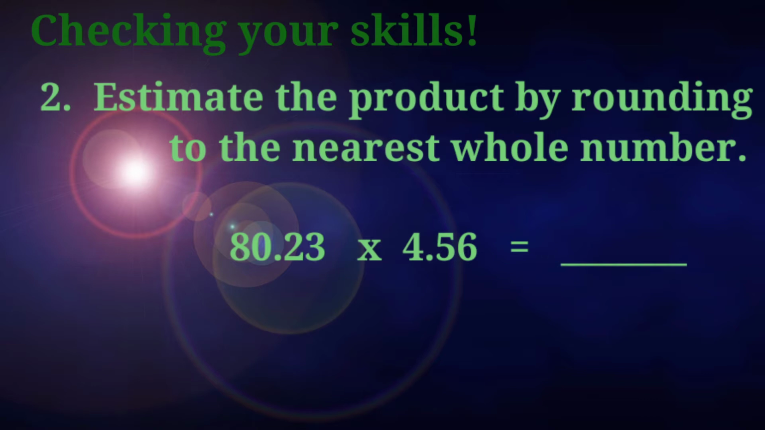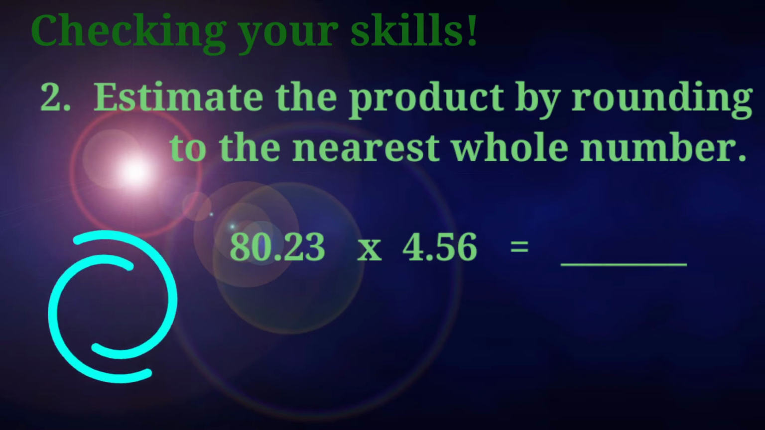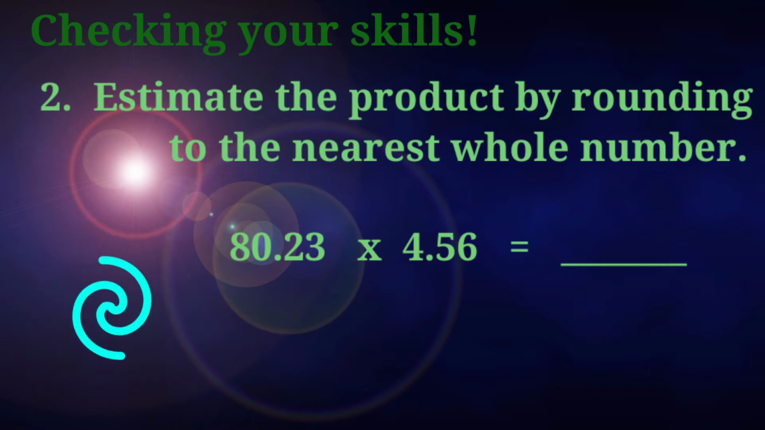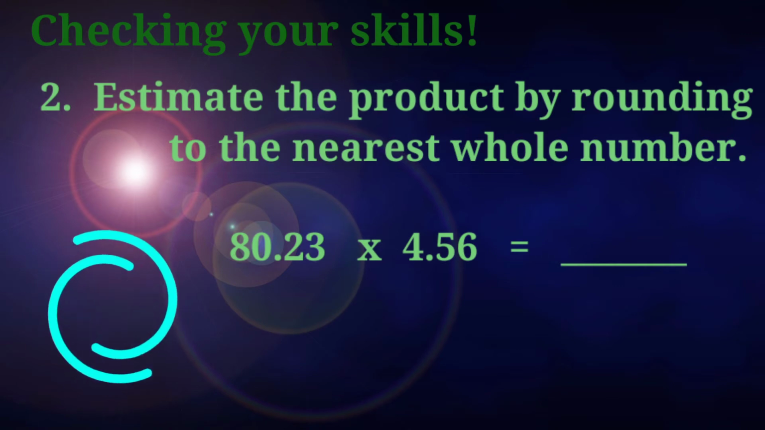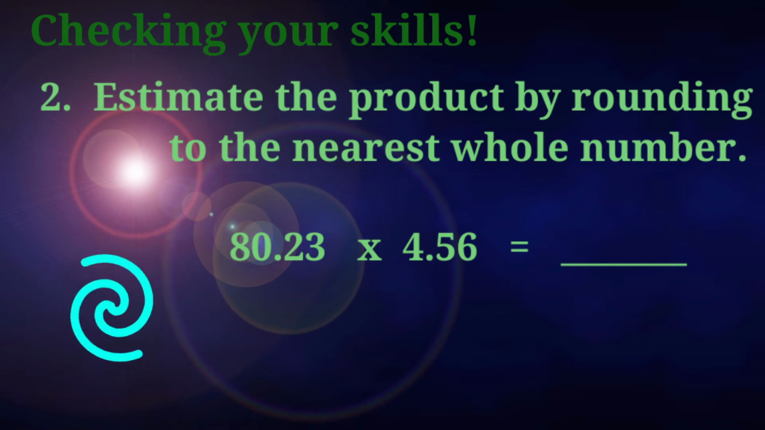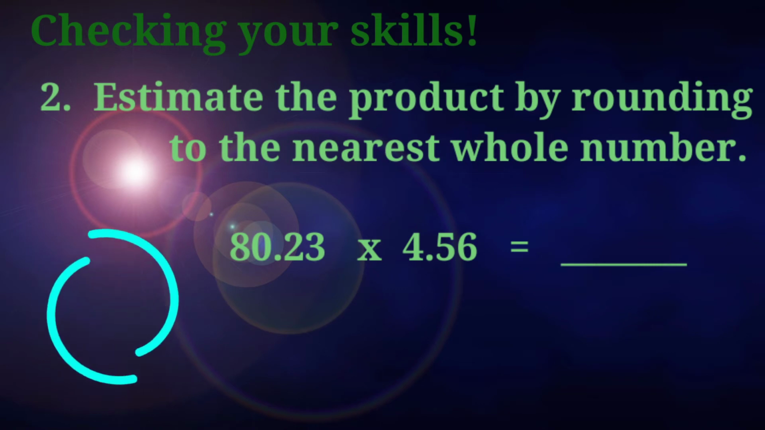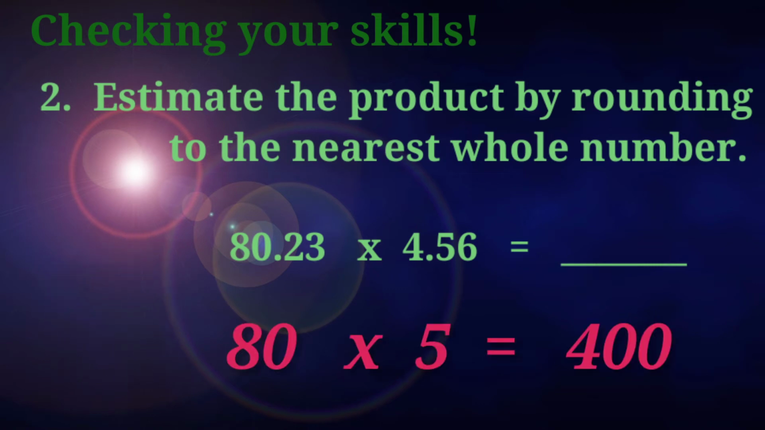Number 2. Estimate the product by rounding to the nearest whole number. 80 and 23 hundredths times 4 and 56 hundredths is equal to what number? The answer to number 2 is 80 times 5 equals 400.